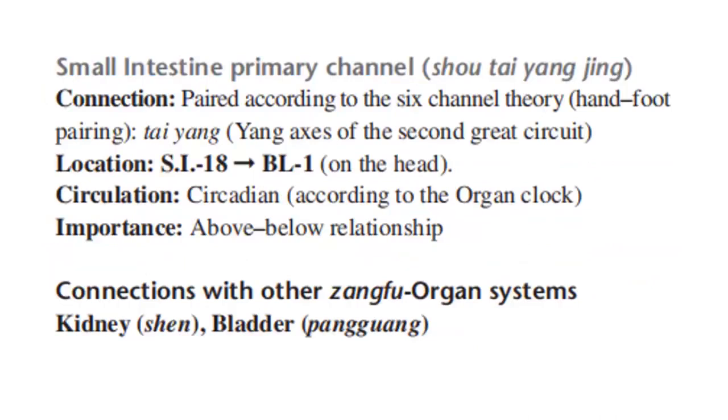Small intestine primary channel connection, paired according to the six-channel theory, hand-foot pairing, taiyang. Yang axis of the second great circuit, location SI18 to bladder 1 on the head. Circulation: circadian according to the organ clock, importance: above-below relationship. Connections with other zang fu organ systems: kidney, bladder.